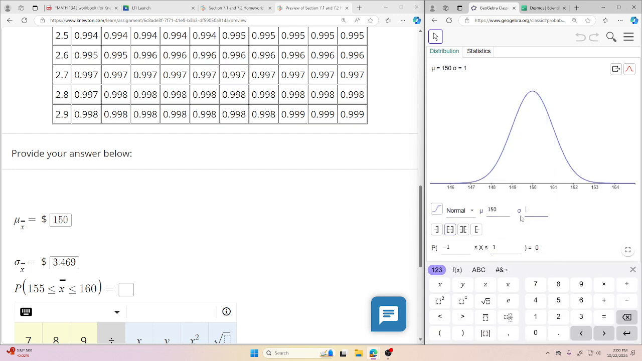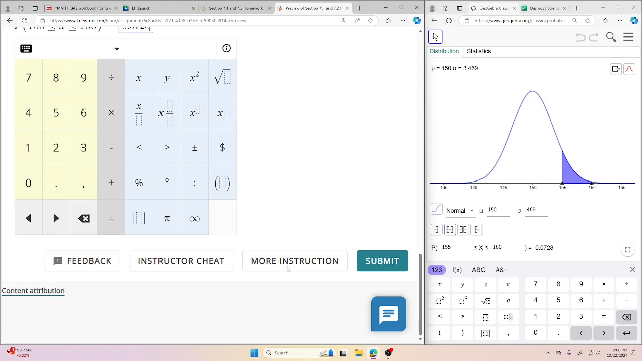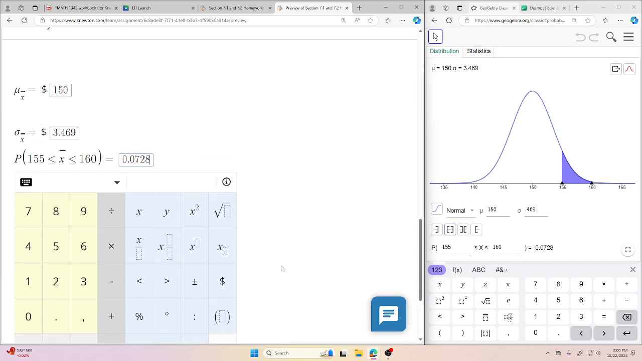Okay. So 3.469, and notice they say between these two numbers. Right here, you just put the two numbers in. Like we've done all this. This is not the hard part at all. I'm trying to get back to the other ones here. 728. Oh, 3 decimal places.